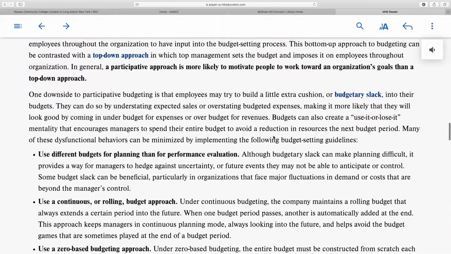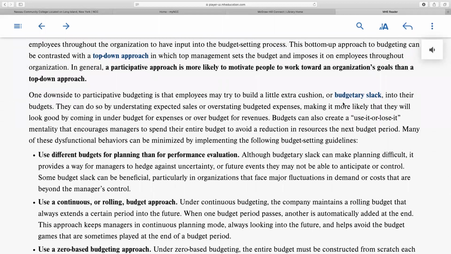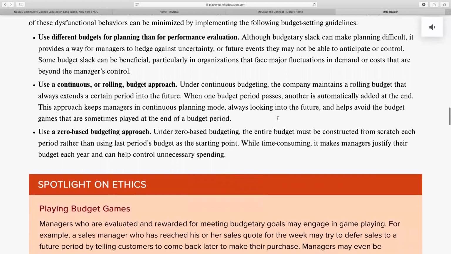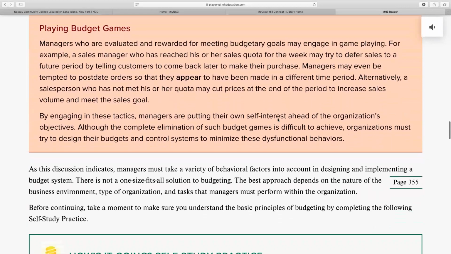They also talk about something here called budgetary slack, building fat into the budget. A lot of times the employees might try to do something like that because they don't want to make a budget that's going to be too difficult for them to carry out. So they try to build a little extra into the budget, a little extra money to spend on different things, and so on. Okay, enough said about that.